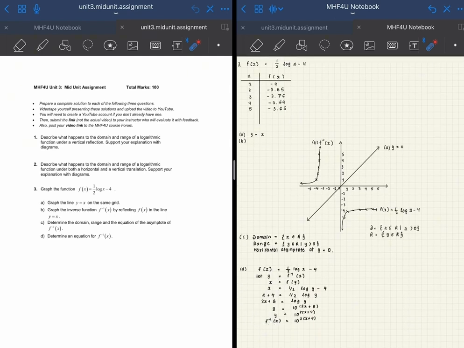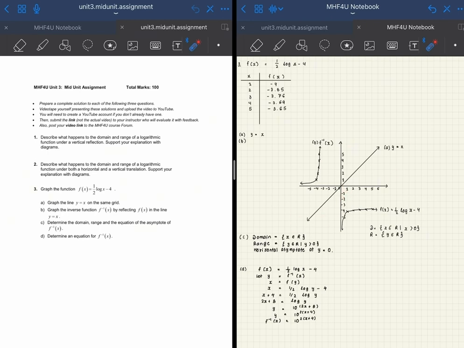The question of number 3 is: graph the function f of x equals 1/2 log x minus 4. So we will first draw the graph here, and we will draw the given function. This is the function f of x equals 1/2 log x minus 4, as you can see. For part A, graph the line y equals x on the same grid. And so we will draw the y equals x line here. This is for part A.